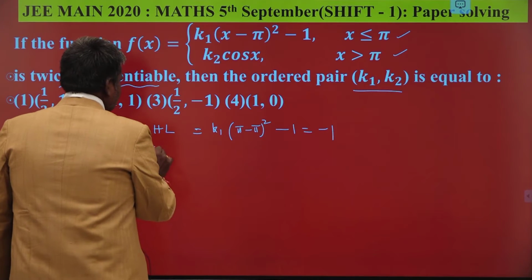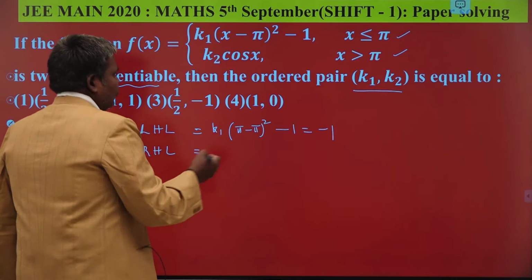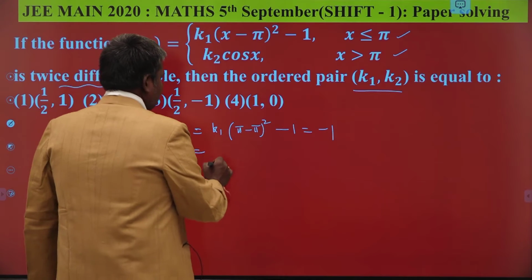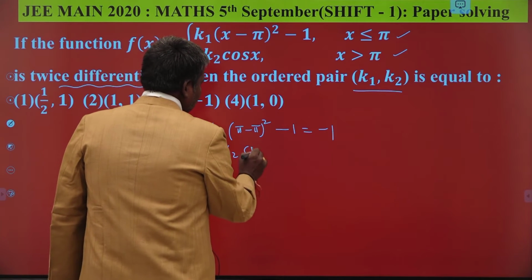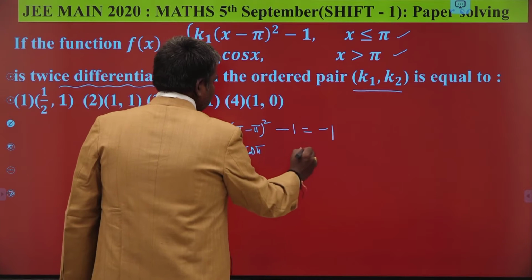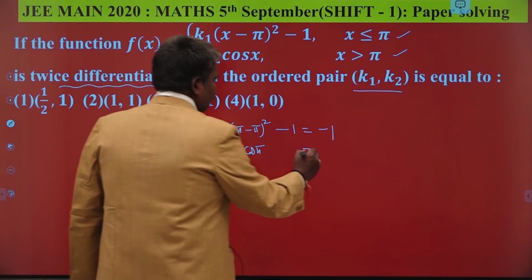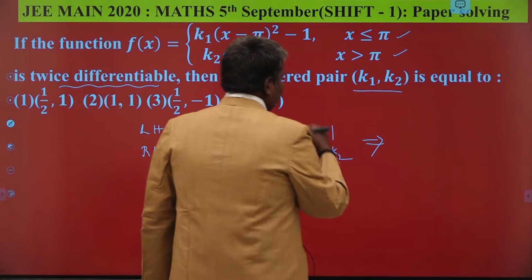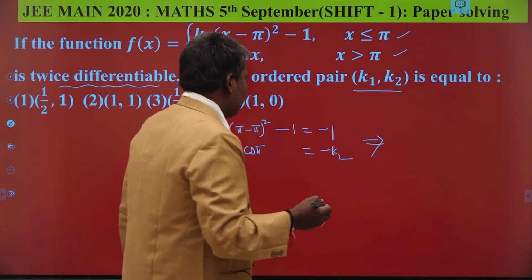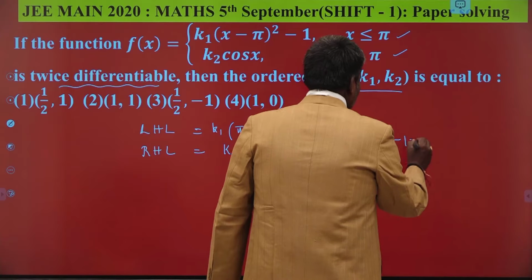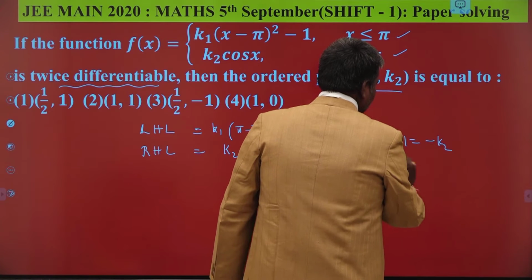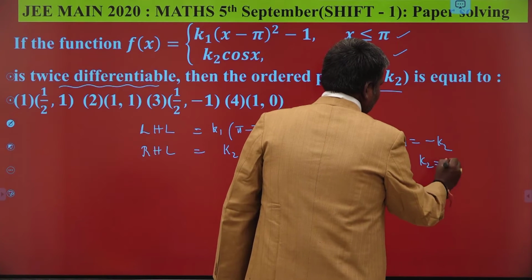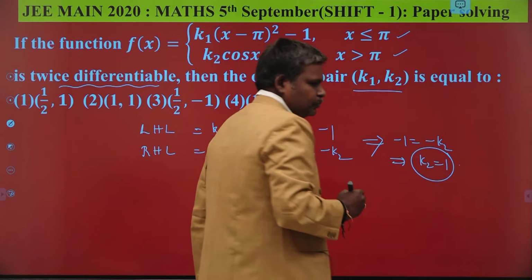What is RHL? Right hand limit for x greater than pi is k2 times cos pi. What is the cos pi value? Minus 1, so minus 1 into k2, that is minus k2. So, LHL is equal to RHL since the function is continuous, which implies minus 1 is equal to minus k2. From this, you can calculate the value of k2 as 1.